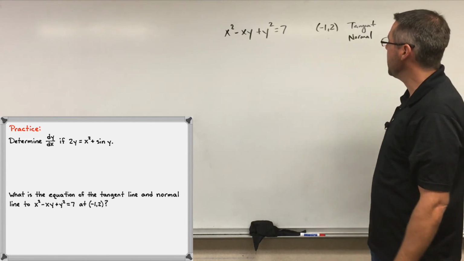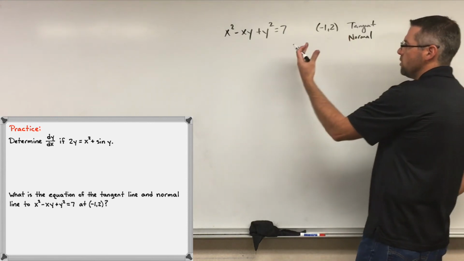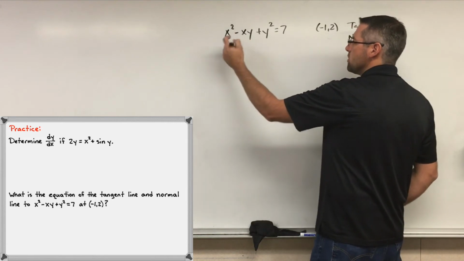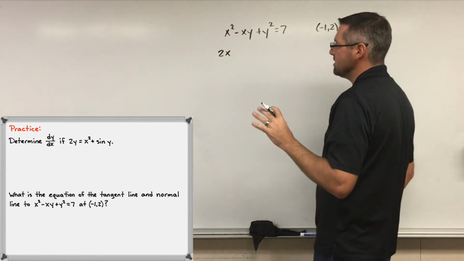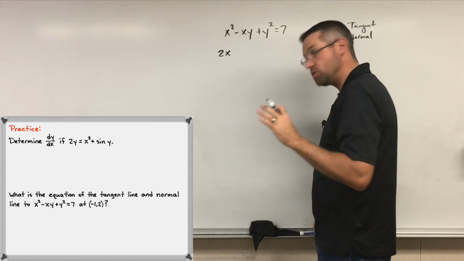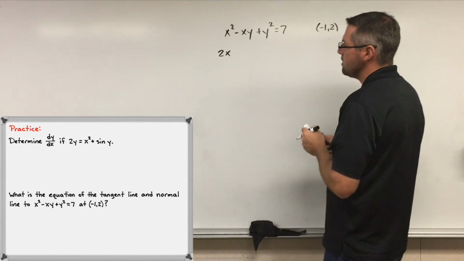We just need the slope now. So to find the slope, we have to take the derivative. The derivative of x squared is 2x. And again, going back to this idea of the chain rule, it's always a good idea to think chain rule in everything you do.